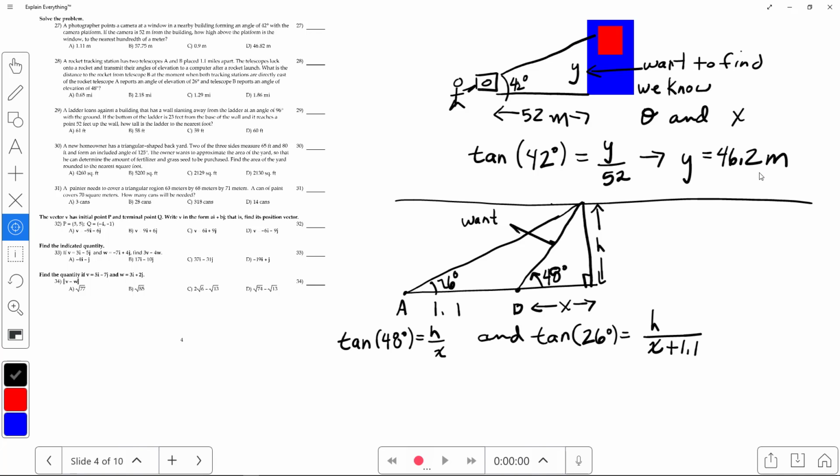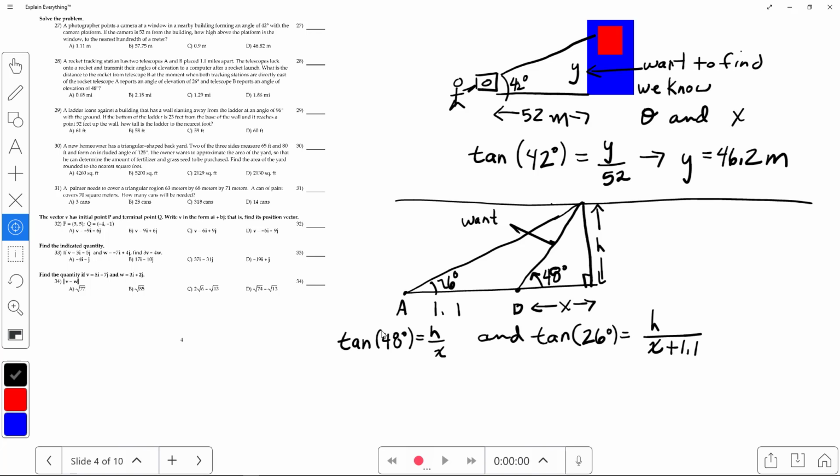and you should get this value. All right, the next one, the rocket station has two telescopes, A and B. They're 1.1 miles apart. The telescope locks onto a rocket and transmits their angle of elevation. What is the distance to the rocket? A has an angle of 26 degrees and B has an angle of 48 degrees.